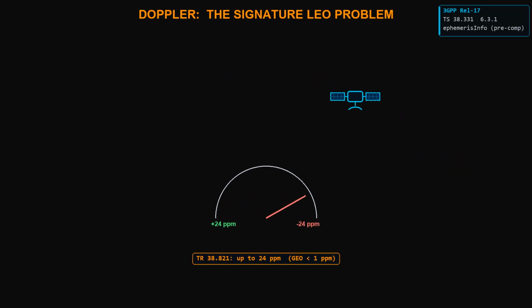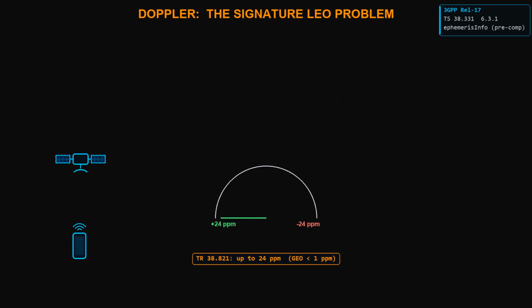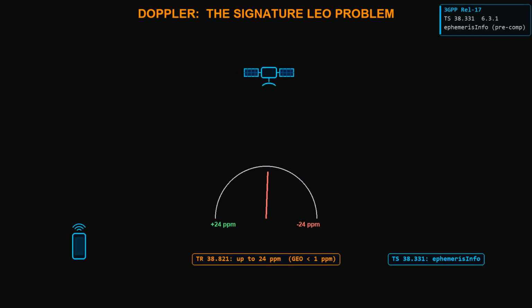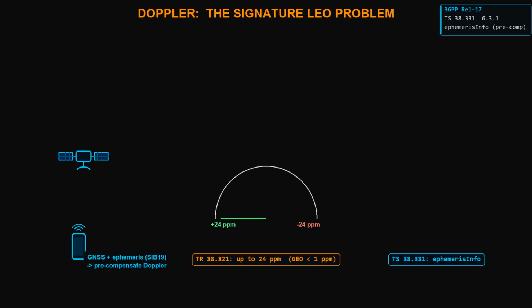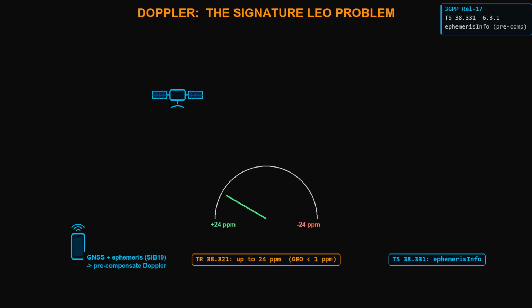The fix reuses a tool we already know. Your phone knows its own position from GNSS, and it knows exactly where the satellite is and how fast it's moving from the ephemeris broadcast in SIB19. So it calculates the Doppler and pre-compensates before transmitting. That ephemeris, defined in 3GPP TS 38.331, is doing double duty, timing and frequency.